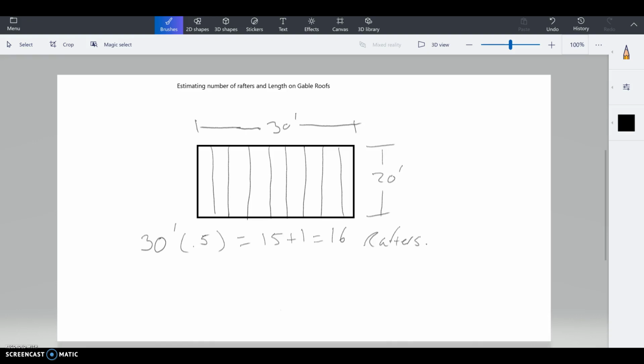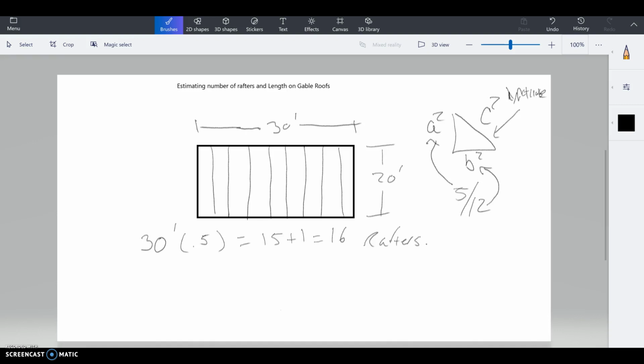Now, to figure out the length of these rafters, I'm going off of our Pythagorean theorem, a squared plus b squared equals c squared, and that's our hypotenuse. And that's the theoretical length of our rafter. So typically the standard size for a slope on a roof is a 5/12. So this would be my 5 and this will be my 12.